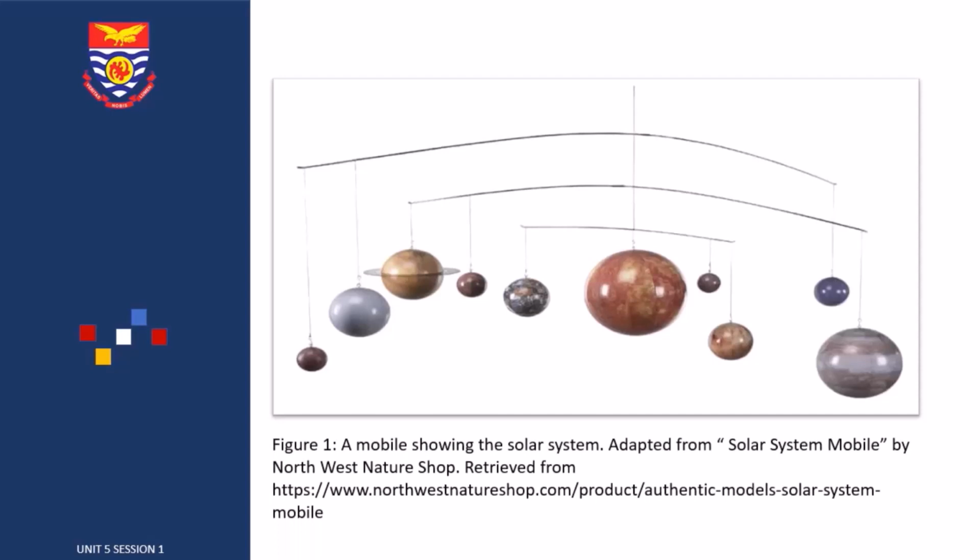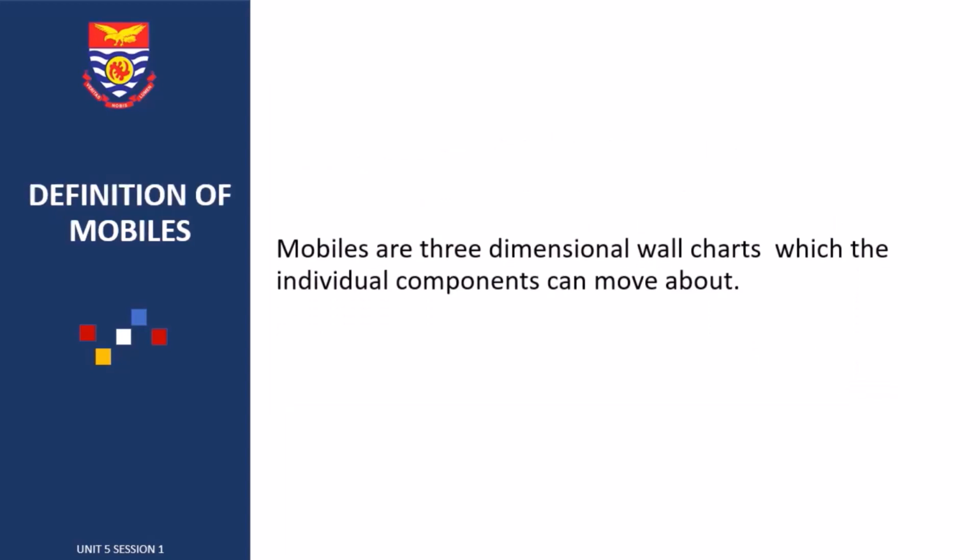This kind of figure or object is called a mobile, and this is an example of a mobile showing the solar system. What then is a mobile? A mobile is any 3-dimensional wall chart in which the individual components can move about. As seen in the previous slide, the components of a mobile are movable and it is normally hung on a wall, and so it is one of the types of wall charts.